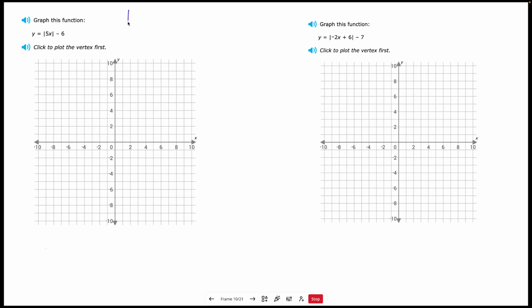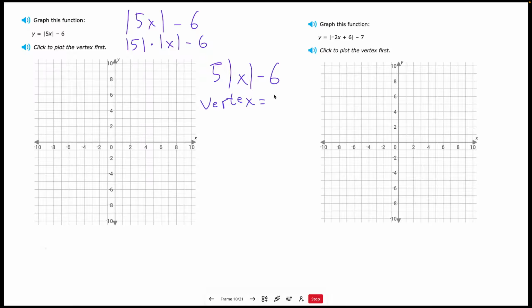So the way we do that, this is the absolute value of 5x minus 6. You can think of this as the absolute value of 5 times the absolute value of x minus 6. The absolute value of any number is just the positive version, so the absolute value of 5 is just 5, so this becomes 5 absolute value x minus 6. All right, and we should know how to graph this. This is a vertex of 0, -6. It has a slope of 5 over 1, and here is the graph.